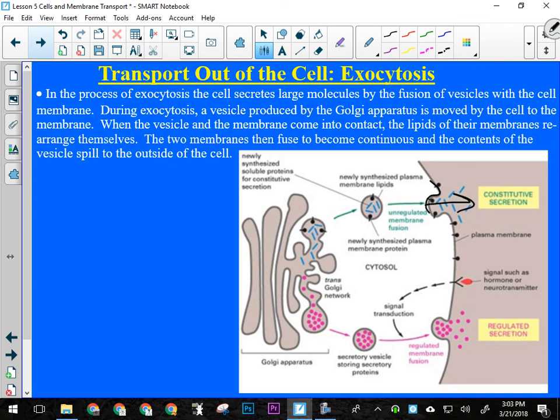If that's waste product, then it's expelled out of the cell. The blood will pick it up, and the blood will take it to the liver or the kidneys or wherever it needs to go to be gotten rid of.